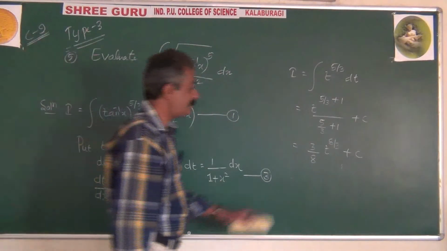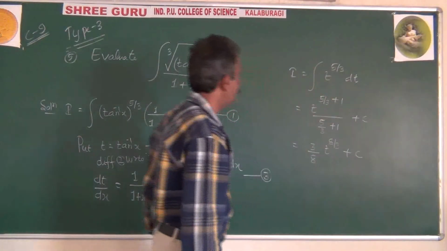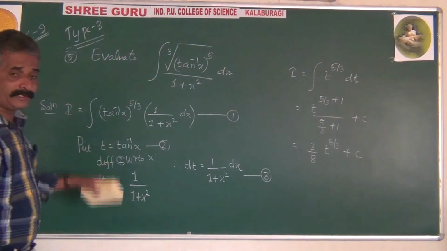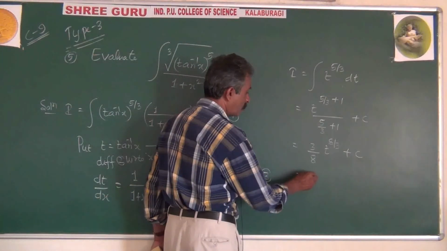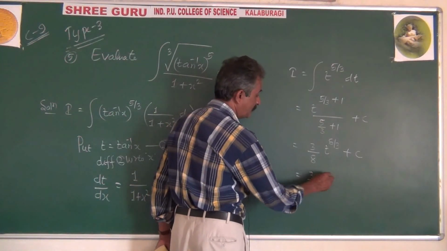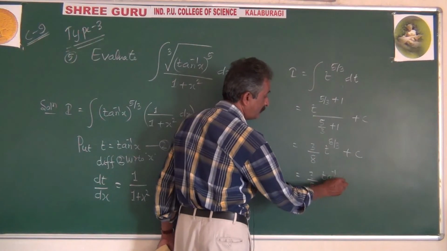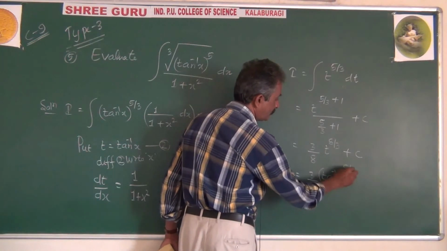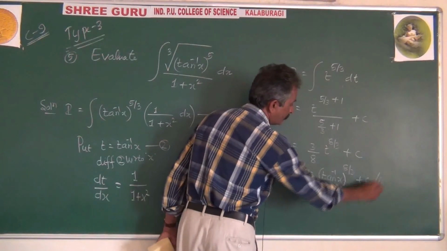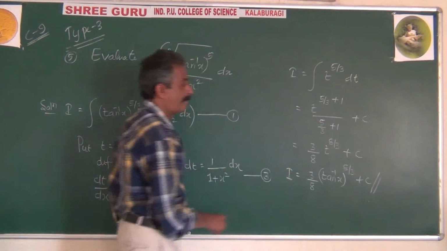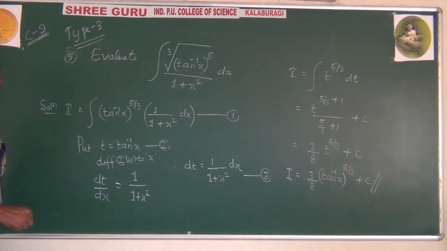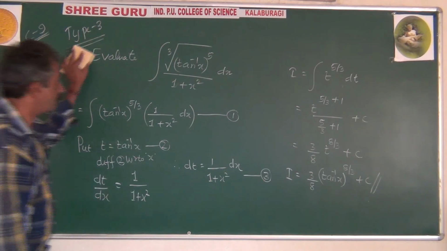Replace the t value compulsorily. What is the t value? The t value is tan inverse of x. That is equal to 3 by 8 into (tan inverse x) to the power 8 by 3 plus c. I hope now you are slowly getting ideas of this type of problem. Next problem.